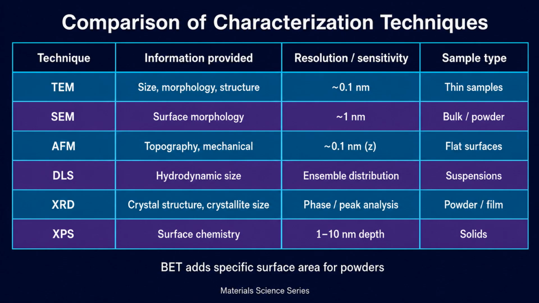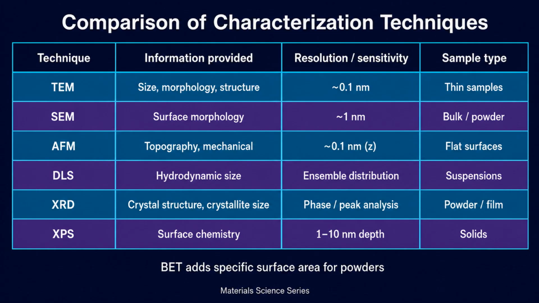Transmission electron microscopy, or TEM, provides the highest spatial resolution at about 0.1 nanometers, directly imaging size, morphology, and crystal structure, but requires thin samples. Scanning electron microscopy, SEM, images surface morphology at about 1 nanometer resolution on bulk samples. Atomic force microscopy, AFM, gives 3D surface topography and can measure mechanical properties. Dynamic light scattering, DLS, rapidly measures hydrodynamic size in suspension, covering 1 to 1,000 nanometers.